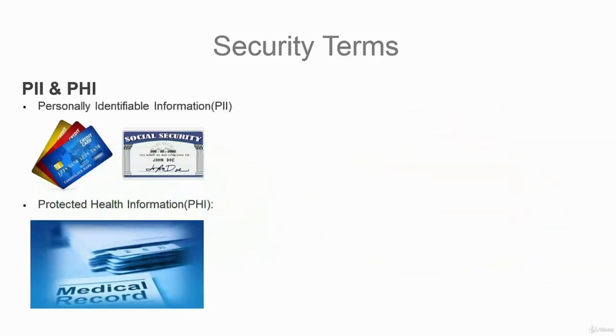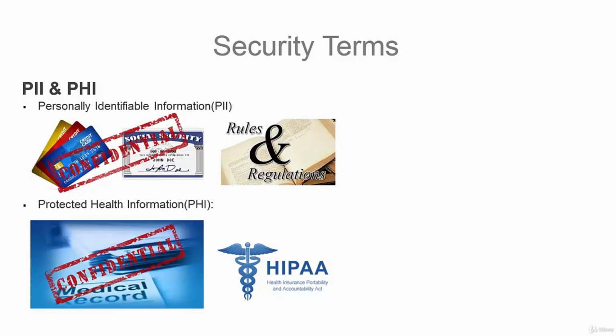One of the main goals of cybersecurity is protecting sensitive data like personal identifiable information and protected health information. This information includes, but is not limited to, credit card numbers, social security numbers, and medical records. Due to the importance of PII and PHI, specific government and HIPAA regulations must be followed to secure sensitive information.